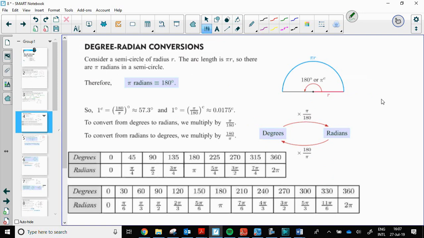Okay, we got to be able to convert between these two units. This is what we need to know. To get from degrees to radians, we multiply by pi, divide by 180. To get from radians to degrees, we multiply by 180, we divide by pi. You should have the values in these two tables either memorized or be able to calculate them really, really quickly.